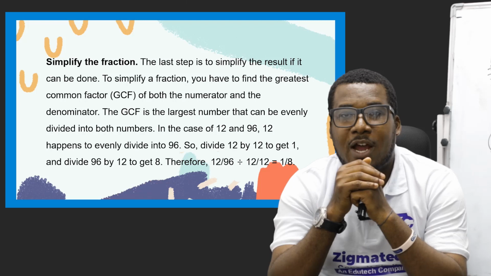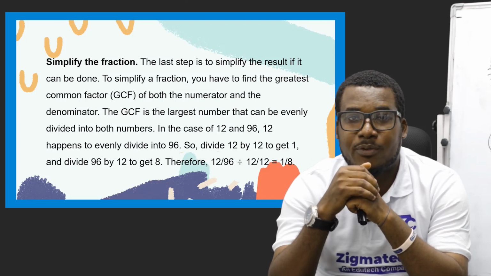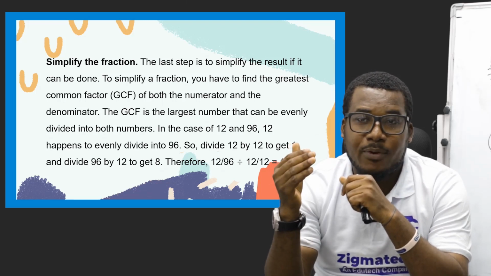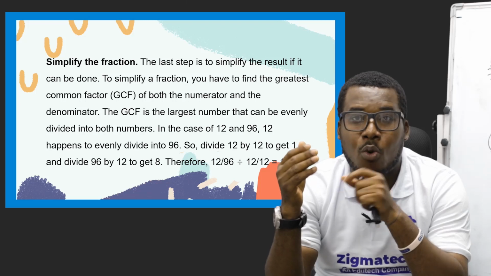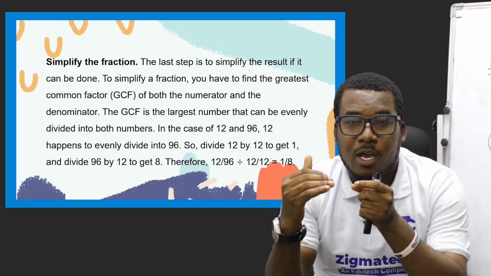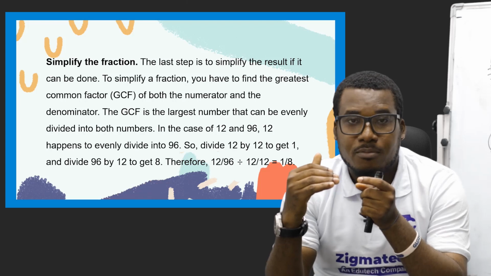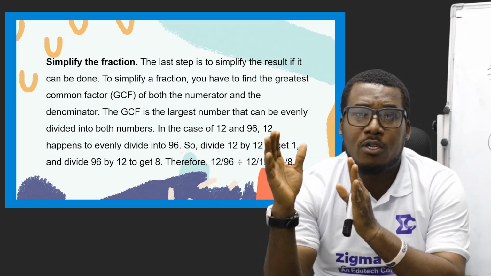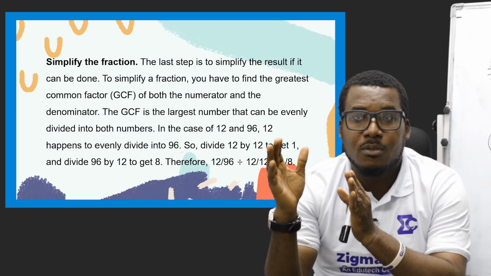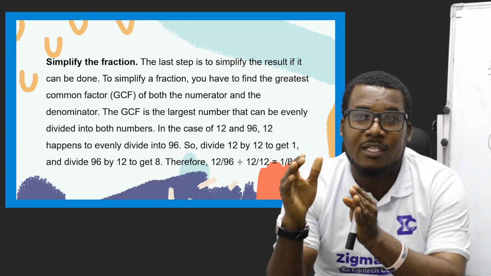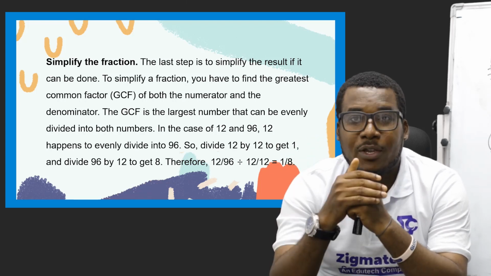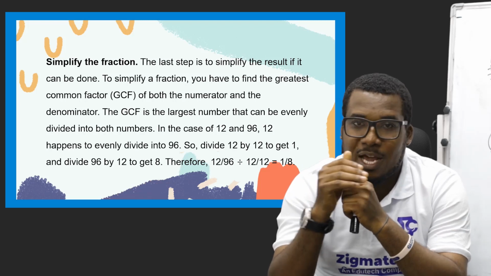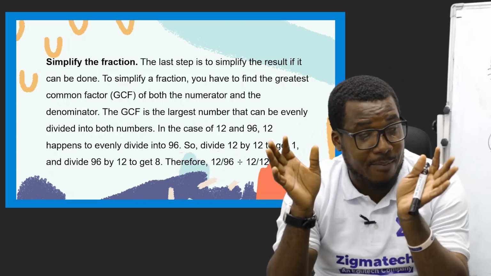Now, simplifying the fraction, you use this step. This is the final step. So we've talked about the first step, working with the numerators, the second step, working with the denominators, and then actualizing your new fractions. Then the third and final step is to simplify the results as low as it can be, if it can be done.